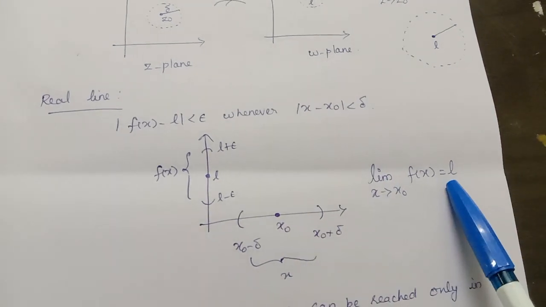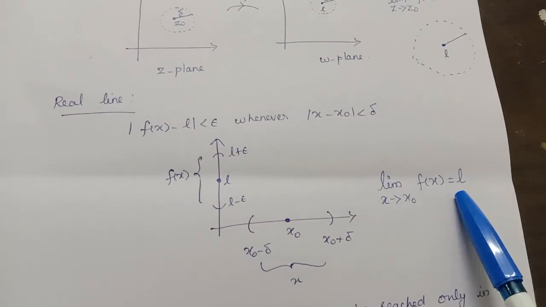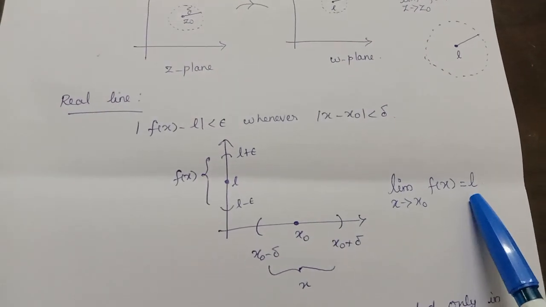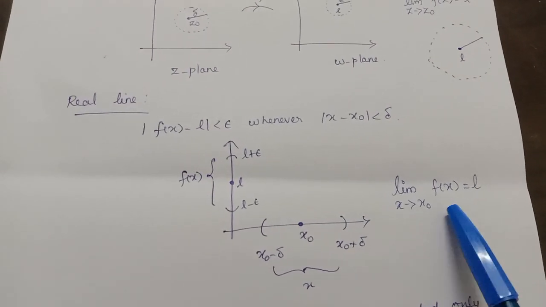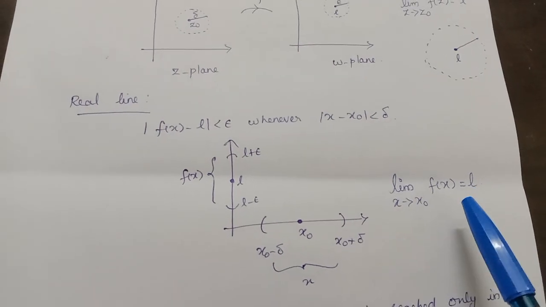Whenever this limit exists, it is a unique limit. You cannot have two or more limits for a single function. That we don't call a limit. If the limit exists, it is always a unique limit.